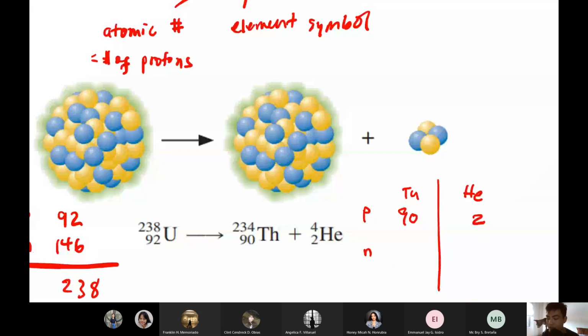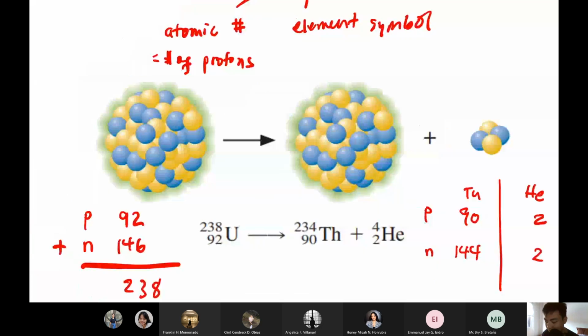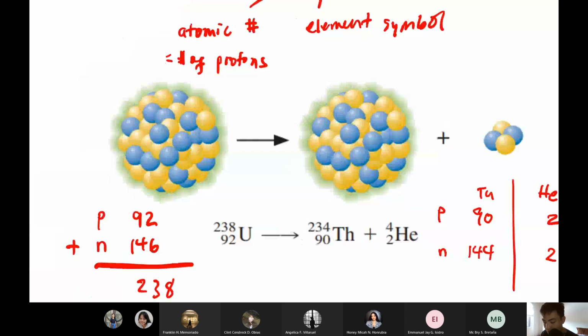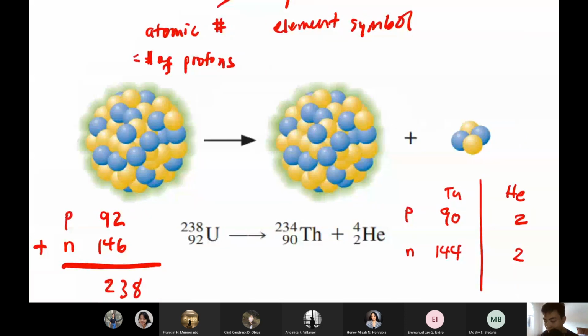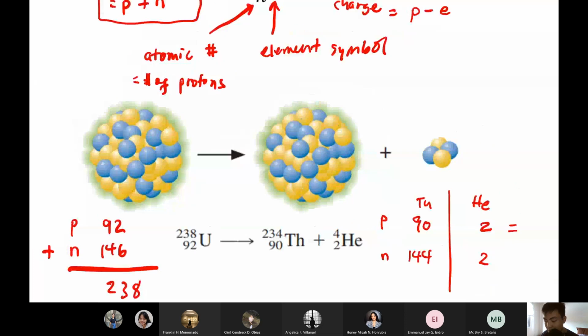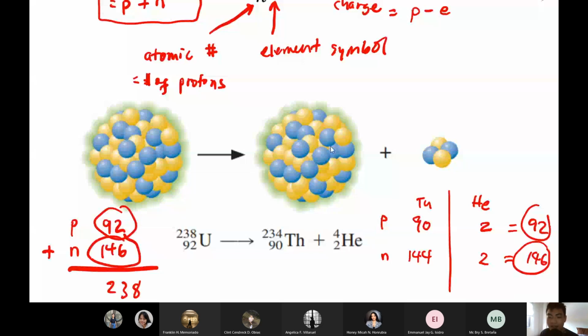Okay. So, ito yung ating info. So, on the left side of the reaction, we have 92 protons, 146 neutrons. On the right side of the reaction, mapapansin mo, na same lang din yung amount ng protons and neutrons. 90 plus 2 is 92. 144 plus 2 is 146 na. So, mapapansin mo, na yung protons and neutrons on the left side and on the right side of the equation ay same lang. That means balanced yan. Okay? So, ganito yung idea sa pagbalance ng nuclear equations.